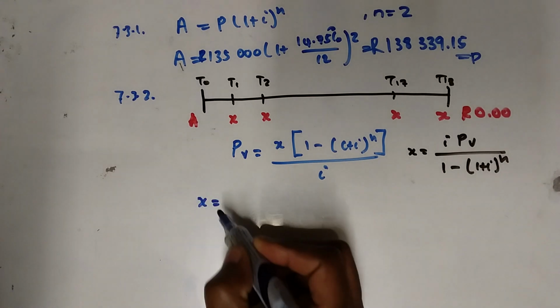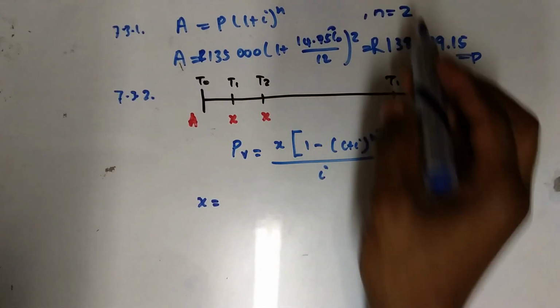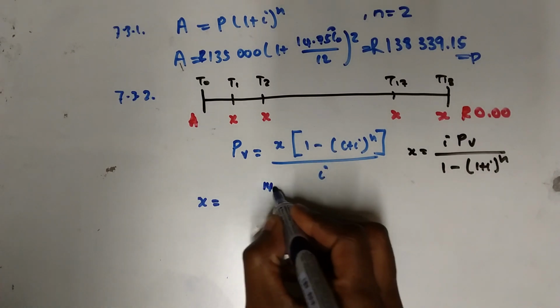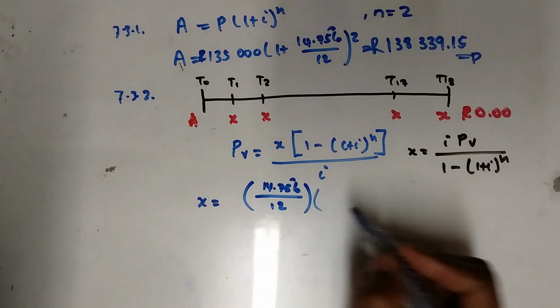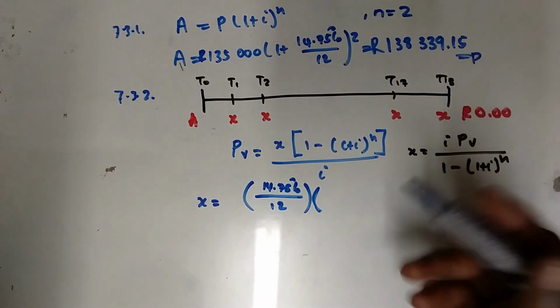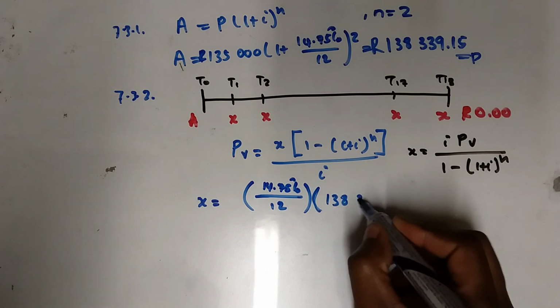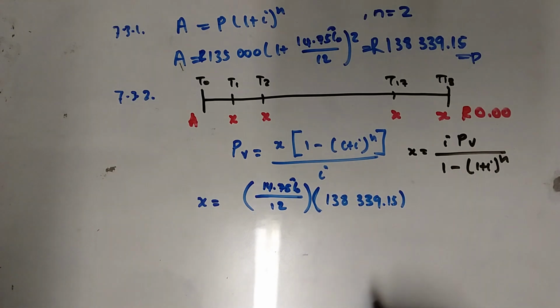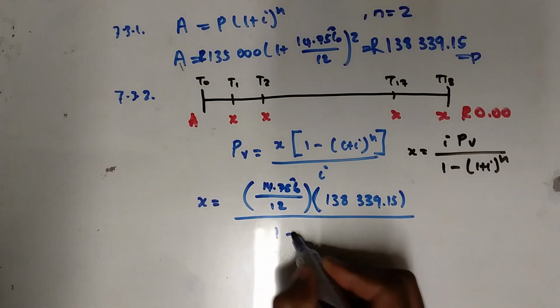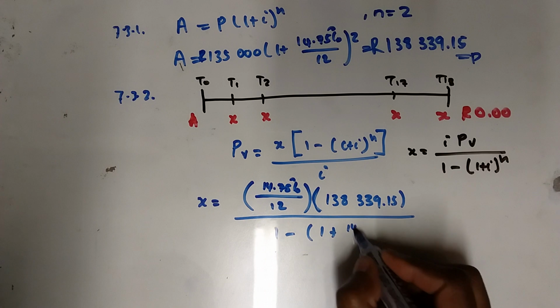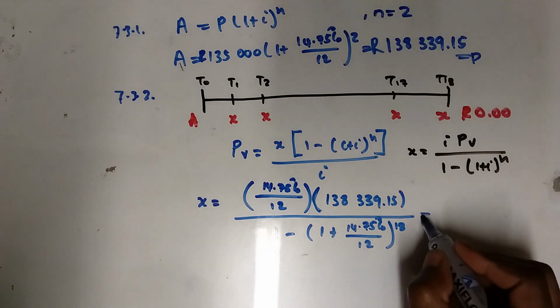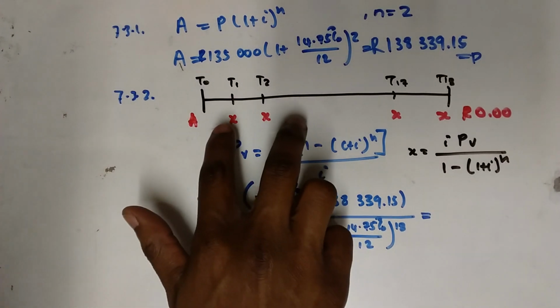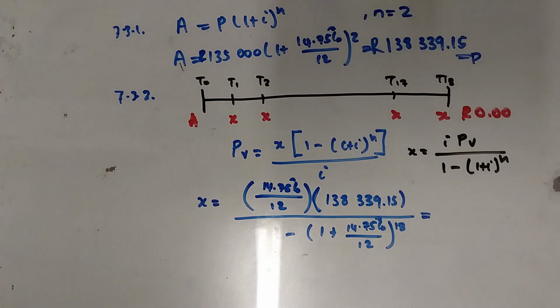So our X will be given by our i, which is 14.75% divided by 12, and then the present value, the money that she owes at the moment, is 138,339.15, divided by 1 minus (1 plus 14.75% divided by 12) to the exponent 18. To the exponent 18 because it starts at T1 until T18. Let us put that in a calculator.